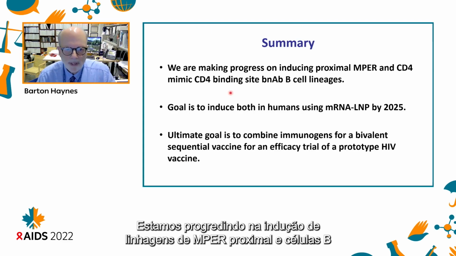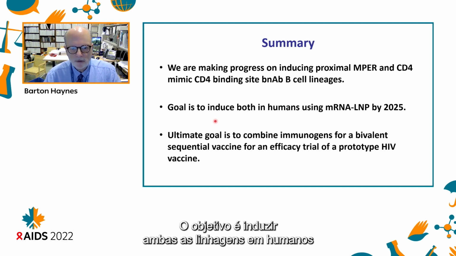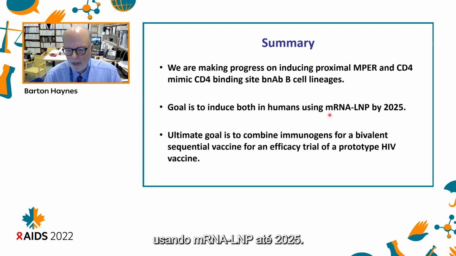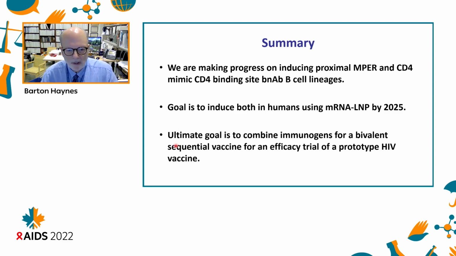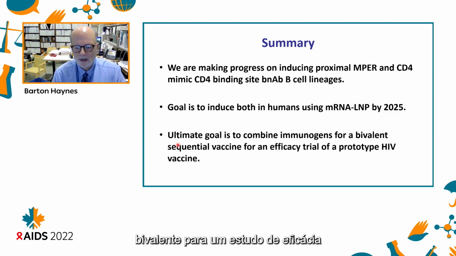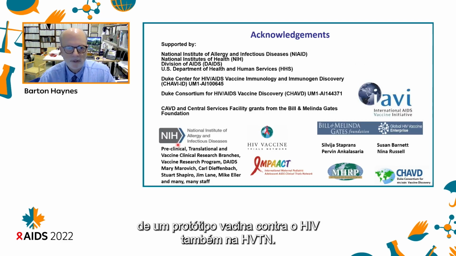So in summary, we're making progress on inducing proximal MPER and CD4 mimic CD4 binding site bnAb B-cell lineages. The goal is to induce both lineages in humans to full broadly neutralizing antibody breadth using mRNA LNP by approximately 2025, with the ultimate goal to combine immunogens for a bivalent sequential vaccine for an efficacy trial of a prototype HIV vaccine, again in the HVTN.